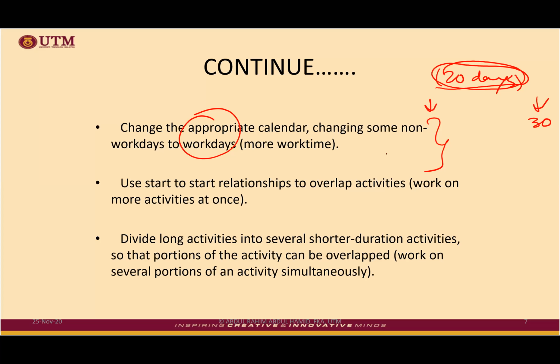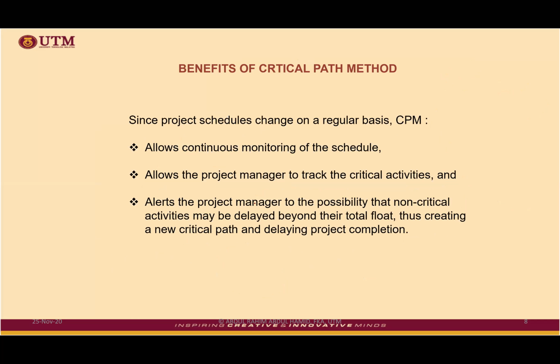So holiday is the one that we set. When time is running out, for instance, you might scrap the holiday, you might work overtime, etc. And then you start relationships. This is where different relationships can shorten our overall project duration. So we are going to see this in the PDM diagram later on. Divide long activity into several shorter durations. We already covered this, similar to the first concept, etc.